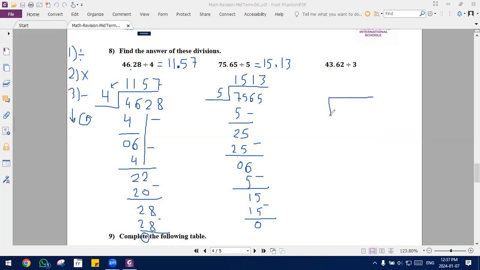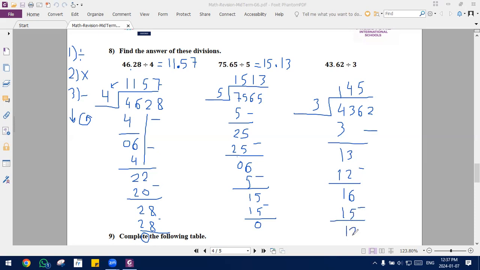Last one. Divide by 3. 4 divided by 3 is 1. 1 times 3 is 3. Subtract them, 1. Take 3 down. 13 divided by 3, 4. 4 times the 3 is 12. Subtract is 1. Take 6 down. It's 5. 5 times the 3, 15. Subtract, the remaining is 1. Put 12, which is 4. 4 times the 3, 12. Subtract, the remaining is 0. 2 numbers after the decimal point, 14.54.